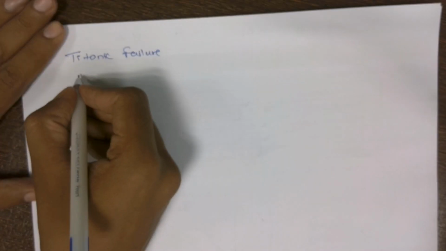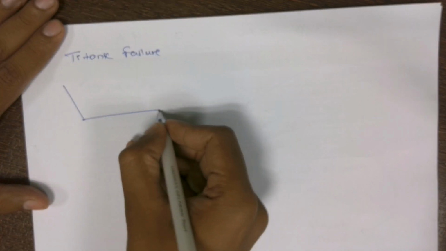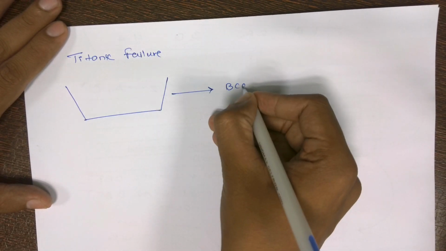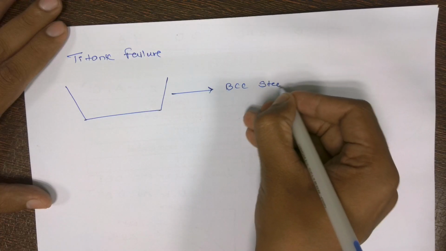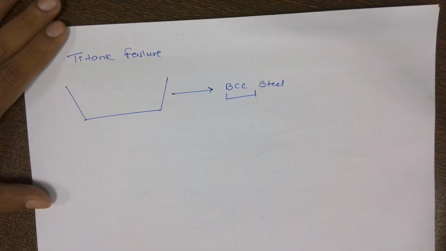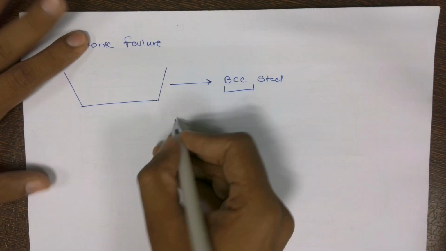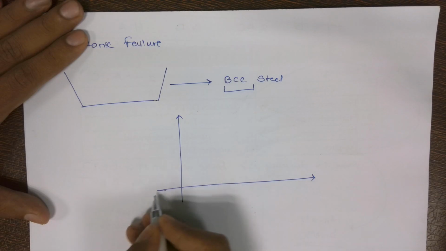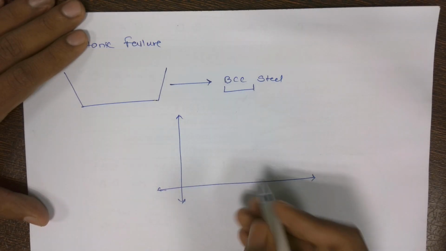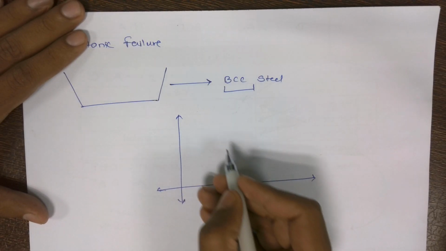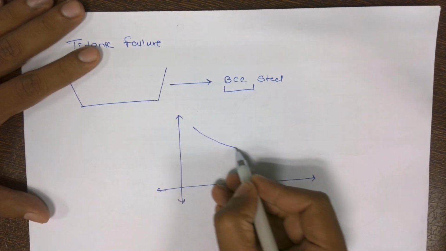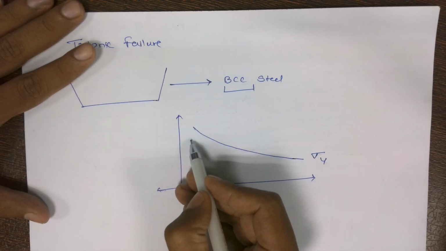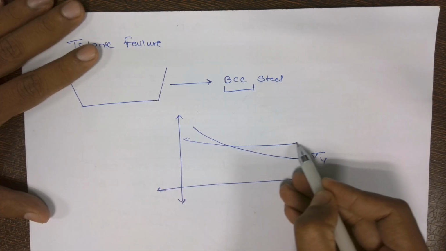The Titanic failure happened. The reason was that the ship they made was made up of BCC iron, BCC steel. The structure was BCC. So what has happened is that this is my yield point and this is my fracture point.